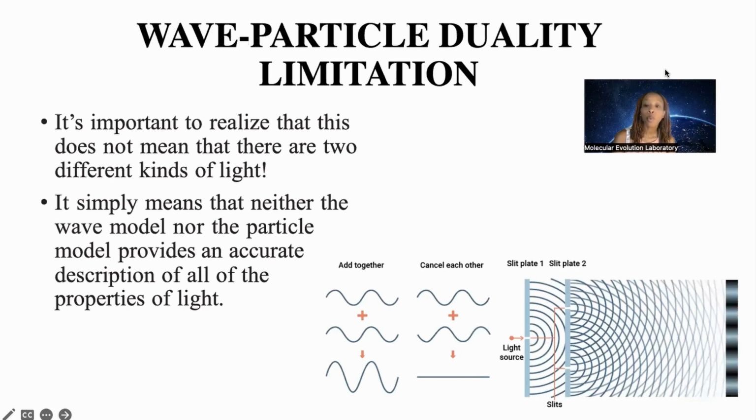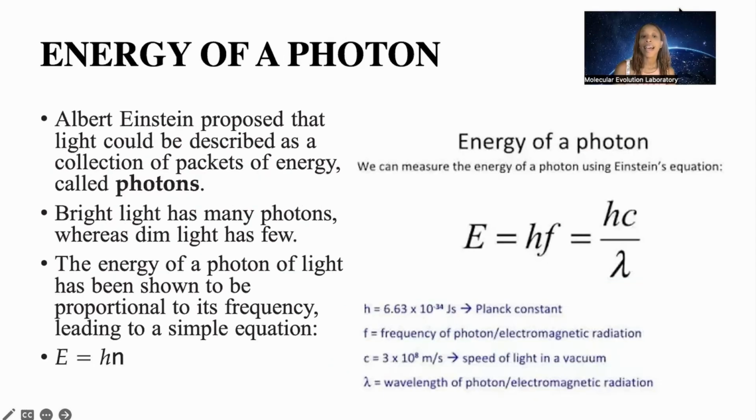So the limitation of wave-particle duality is that it doesn't mean that there are two different kinds of light. It basically means that the wave as well as the particle model doesn't really give an accurate description of all the properties of light. So there's much more to it that we don't understand. And much of light being studied in the form of a wave is done through the slit lamp or the slit plate experiment. So Albert Einstein proposed that light could be described as a collection of packets of energy called photons.